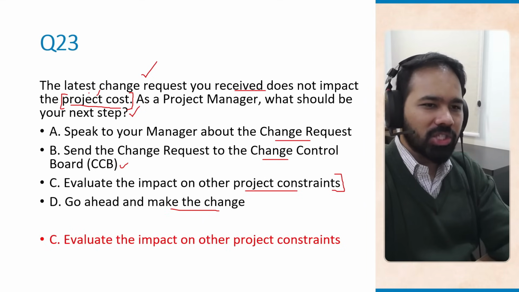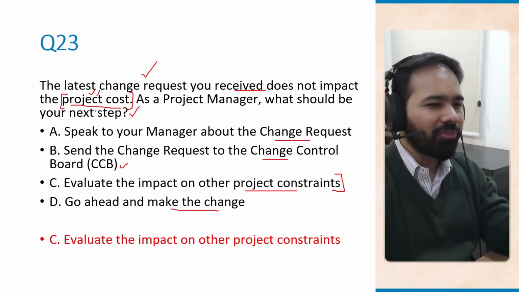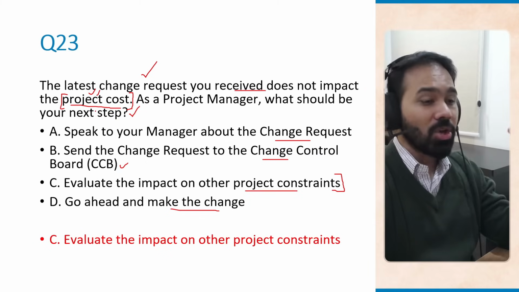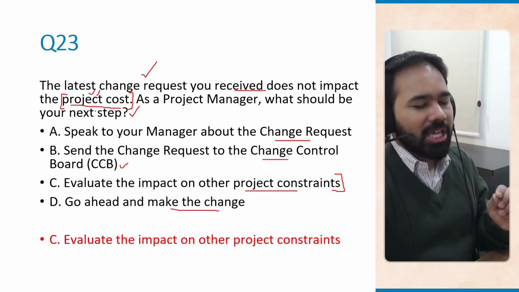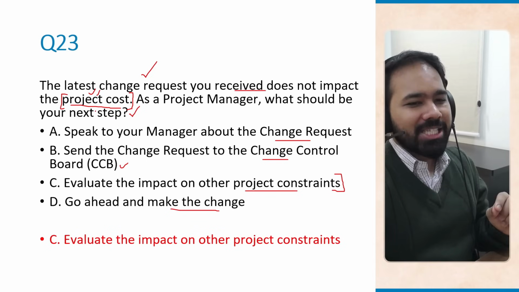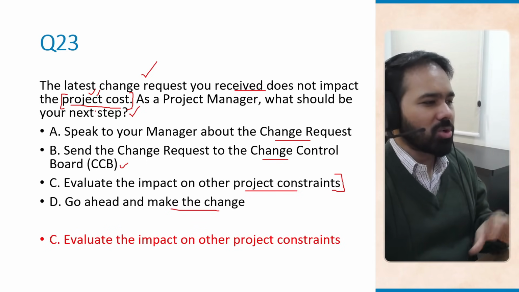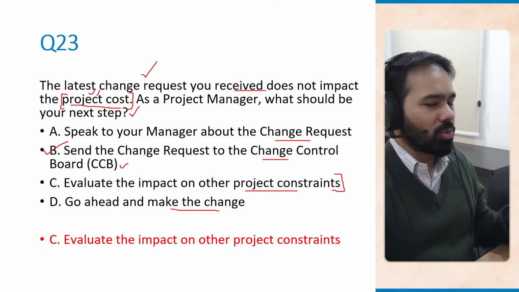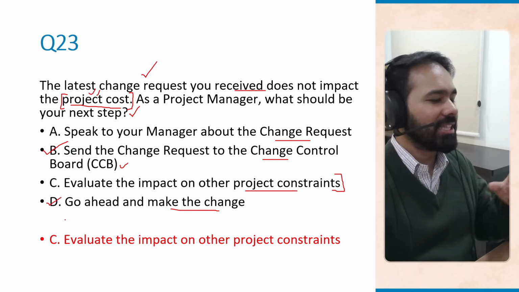So, although this change request has no impact on the cost, that does not mean that it has no impact on the scope of the project, on the schedule of the project, on the quality, on the overall risk that the project has, or even the resources on your project, right? As a project manager, your first step every time you see a change request is to know the complete impact that this change request is going to have on your project, on all the constraints. Only after that should you be sending the change request to the CCB or the change control board. Once the CCB approves, you can then go ahead and make that change.